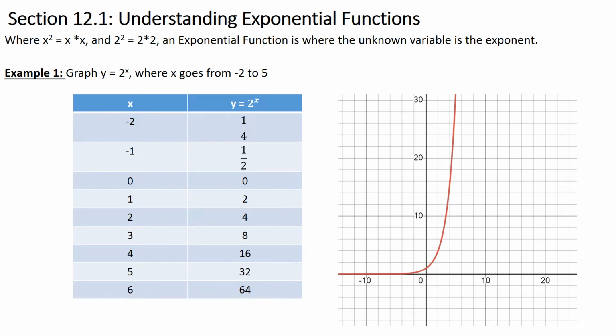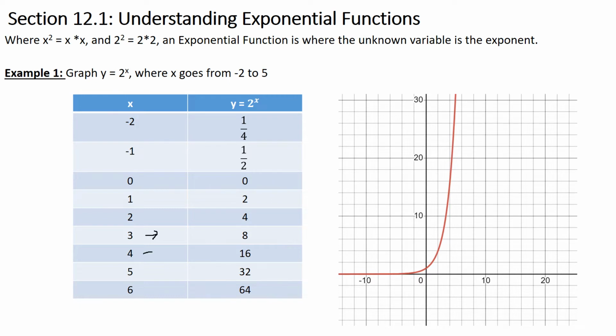I've plugged in the function here, y equals 2 to the x, if x equals negative 2. 2 to the negative 2 is the same as 1 over 2 squared, or 1 over 4. 2 to the negative 1 is the same as 1 over 2 to the first, or 1/2. And anything to the 0, 2 to the 0 is 1. 2 to the first is 2. 2 squared is 4. 2 to the third is 2 times 2 times 2, which is 8.